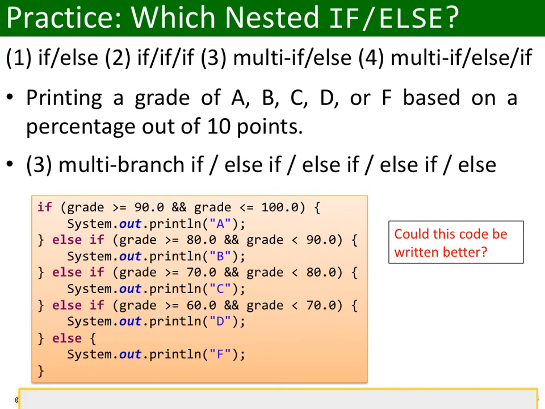So this is definitely a choose the shipping method situation. Everyone falls into one of these categories. They have to fall into exactly one of these categories. So therefore, it should use a multi-if-else.